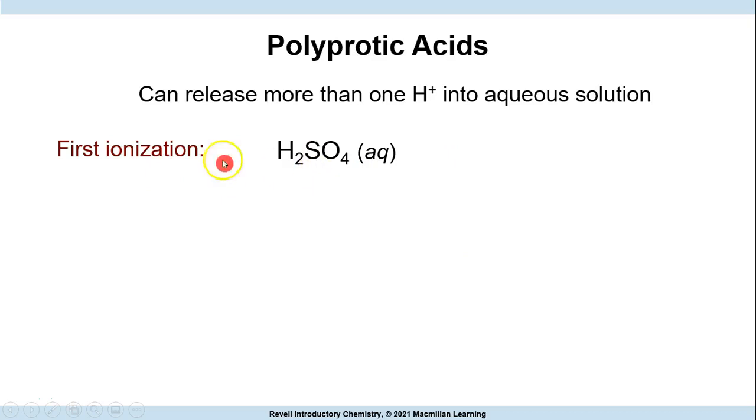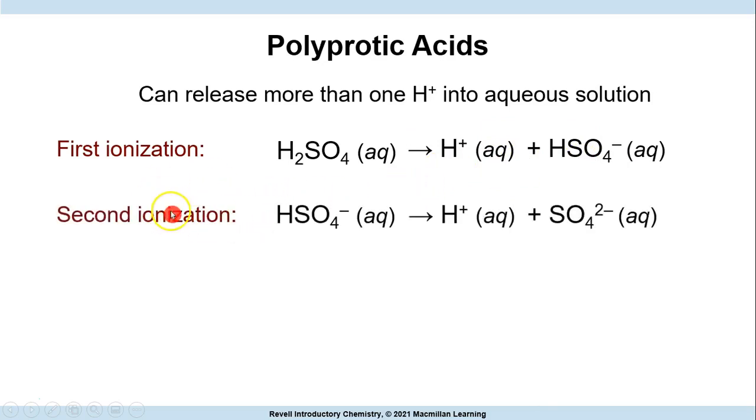Now in the first ionization here, we are going to obtain a hydrogen ion and a hydrogen sulfate ion. So that is the first situation. In the second ionization, it is the hydrogen sulfate, or the bisulfate, that is going to release the other proton to form the hydrogen ion and the sulfate ion.